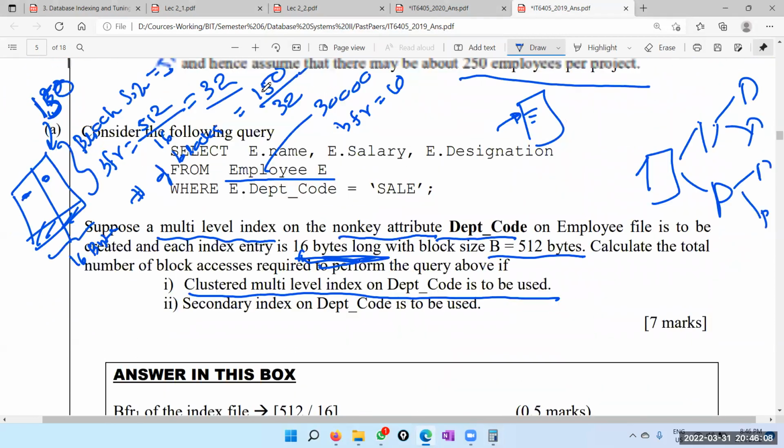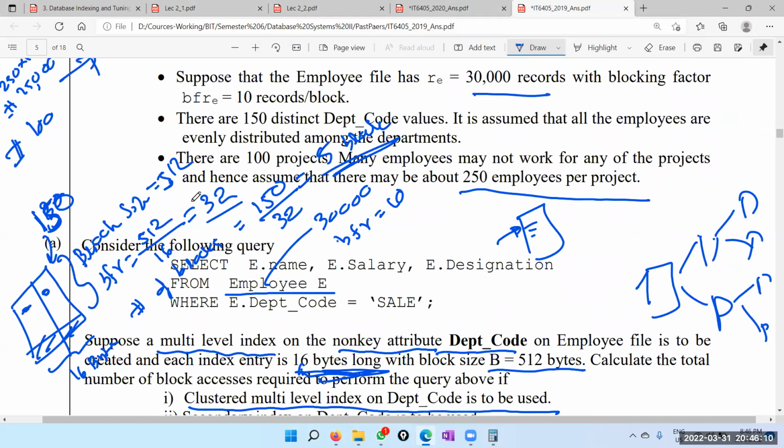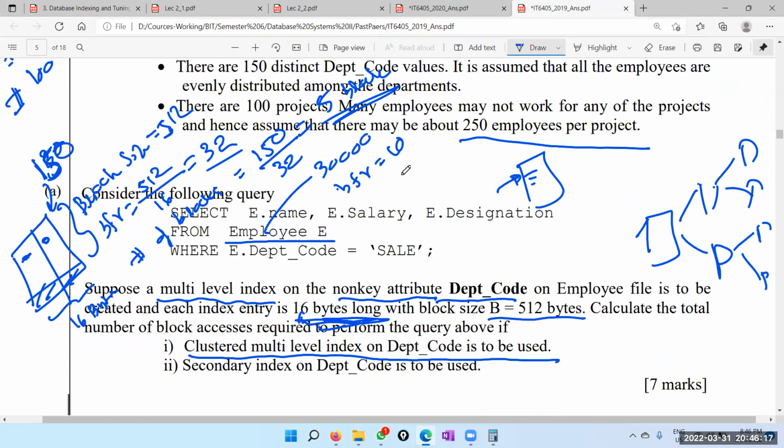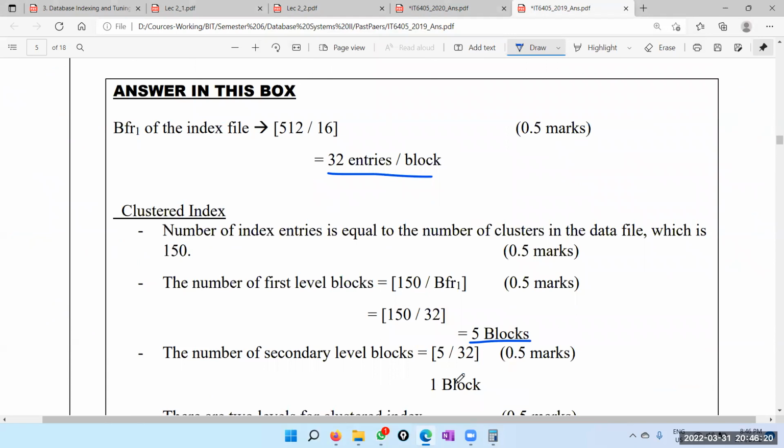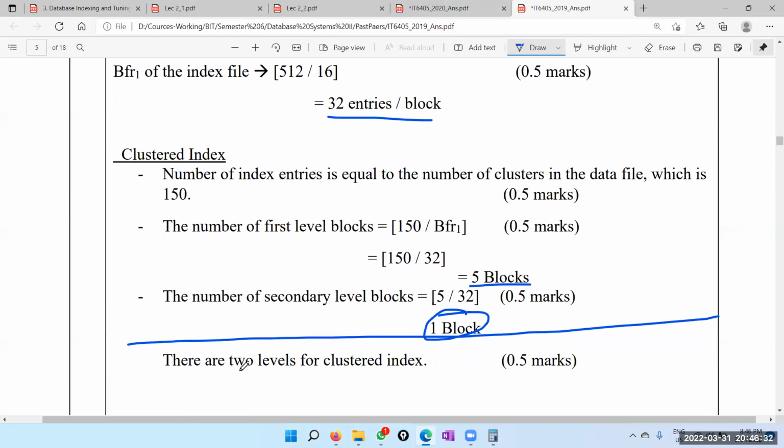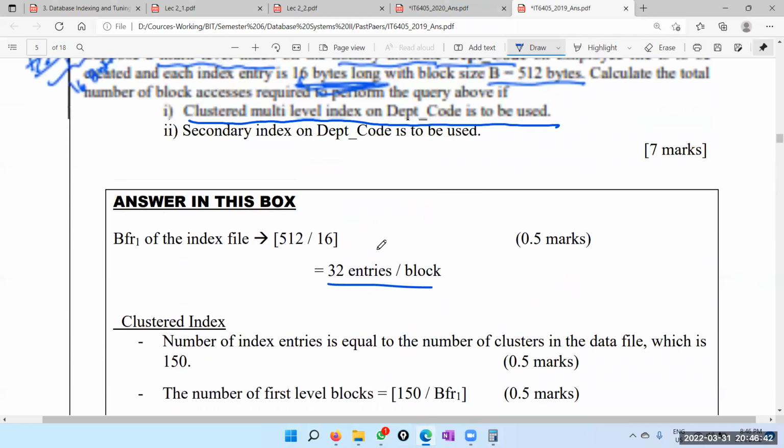5 divided by 32 is point something. So therefore one block, and that means we are done. Once you get into one block, you don't have to go to another block. So it will be a 2-level index, right? If it is more than 1 block, we have to go for another level.